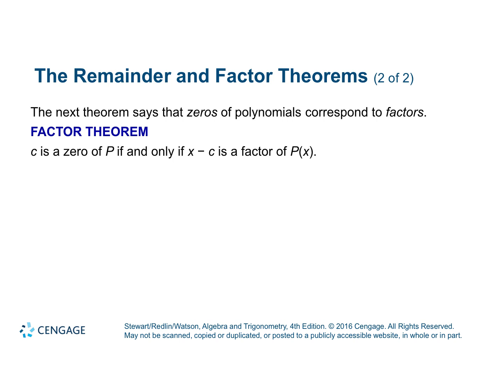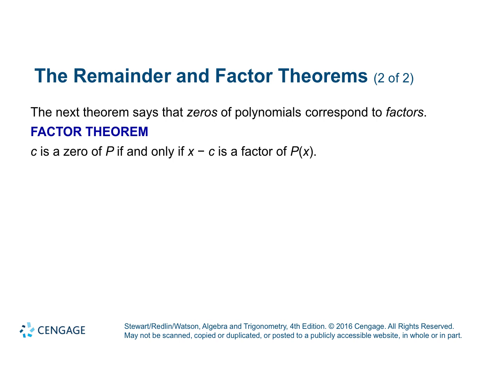So the remainder and factor theorems. The next theorem says that zeros of polynomials correspond to factors. So the factor theorem: c is a zero of P if and only if x minus c is a factor of P of x. What does this mean?